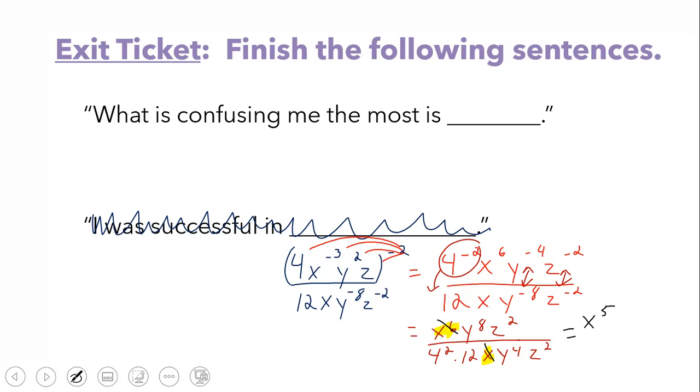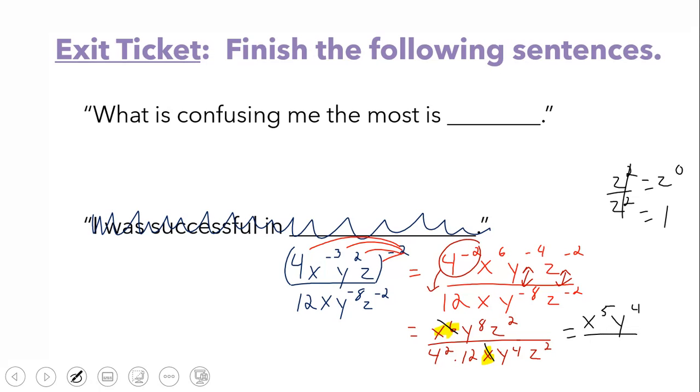I want to deal with my y's. Y to the 8th over y to the 4th is just going to be y to the 4th power. Subtract those exponents. Z squared over z squared is z to the 0, or they just canceled out. It's just equal to 1. So I don't have to write my z's.